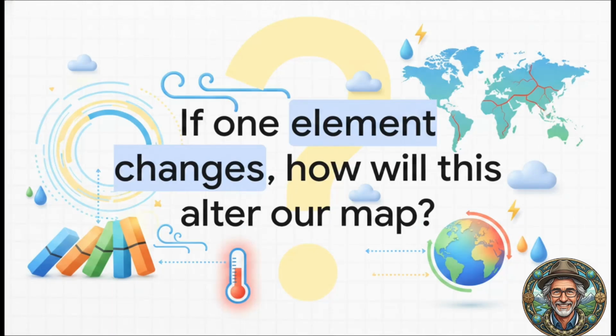Which brings us to a final, pretty profound thought. Knowing that our atmosphere is a giant, perfectly balanced domino setup, if just one element, say a single wind pattern or our global temperature, changes permanently, how will this massive atmospheric domino effect alter our entire map? It's a fragile, deeply fascinating world out there, and understanding these fundamental elements is the very first step in protecting it.